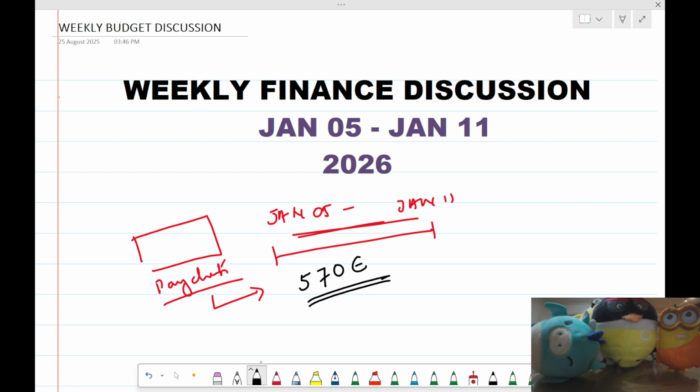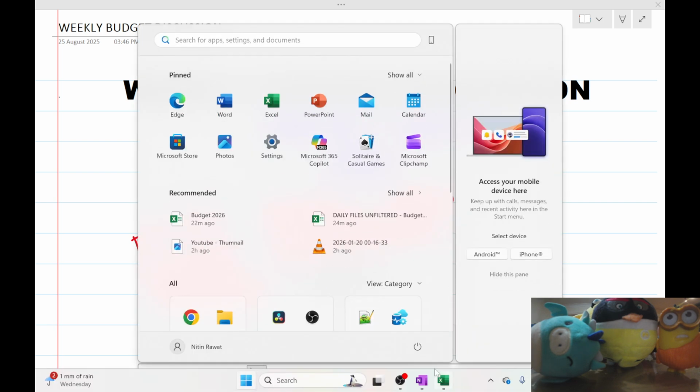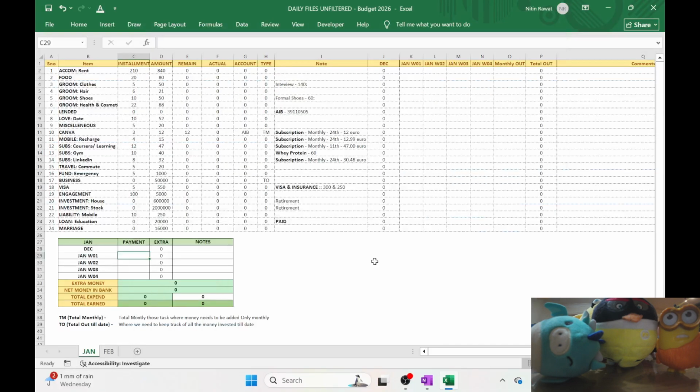Okay, 570. So let me quickly bring you to the Excel where I do every week's redistribution of money or finances, so that I always keep a very detailed check on the items, whether I am short or I have excess money, so that I can replan or readjust everything.